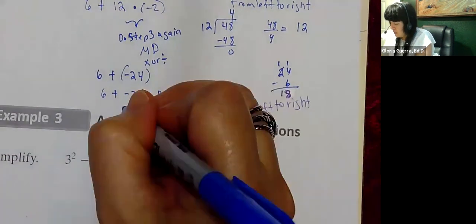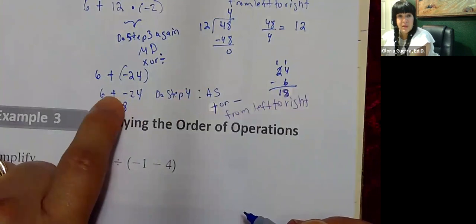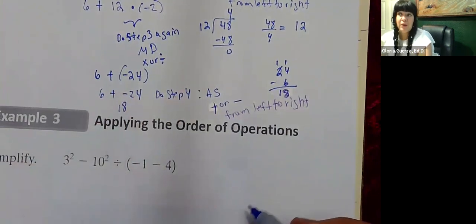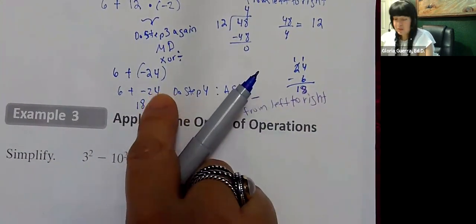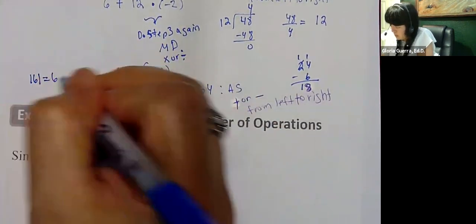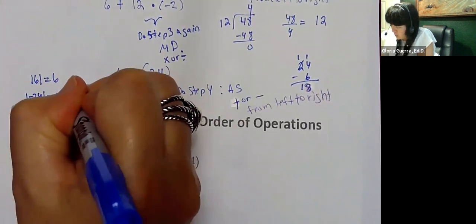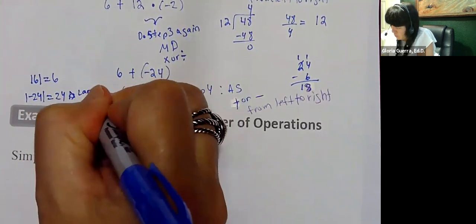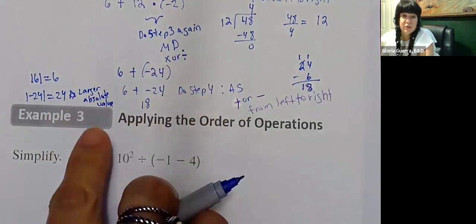And is it a positive 18 or a negative 18? See, these are competing signs. So do you go with the positive or the negative? The one that beats out is the one with the bigger distance. This one has a bigger distance because the absolute value of 6 is just 6, and the absolute value of negative 24 is 24. This one has the larger absolute value. This one has the bigger distance.